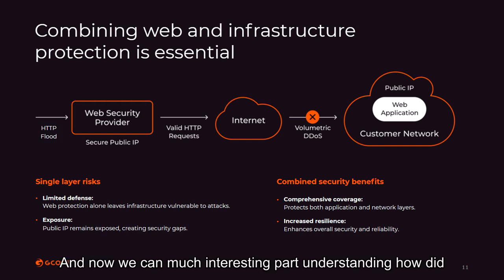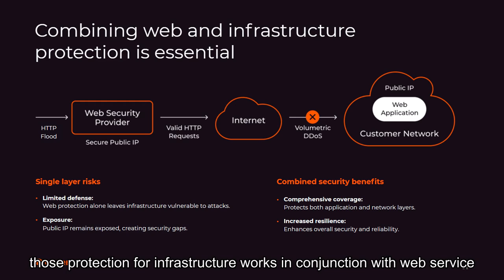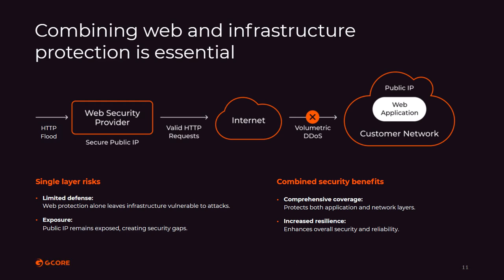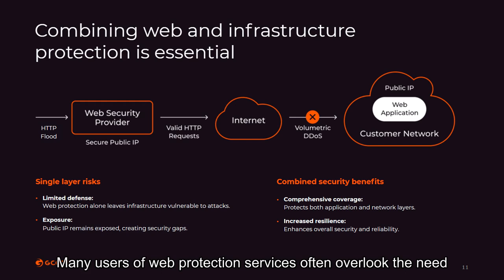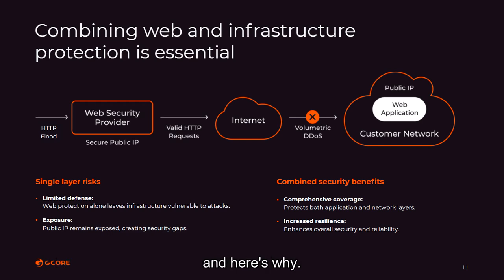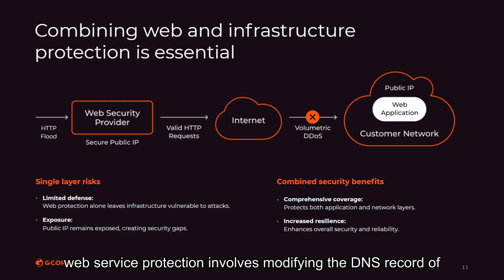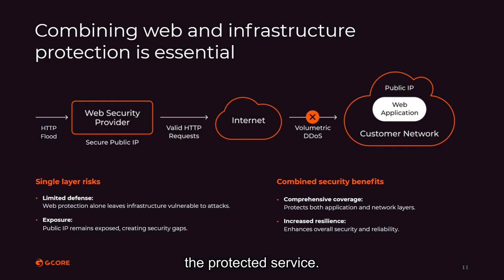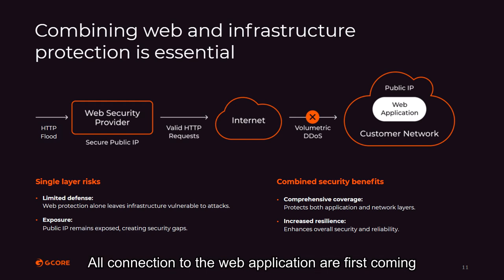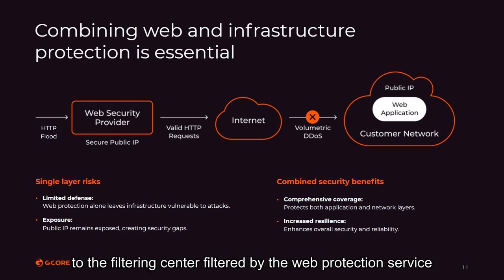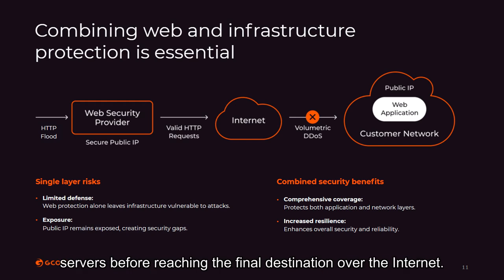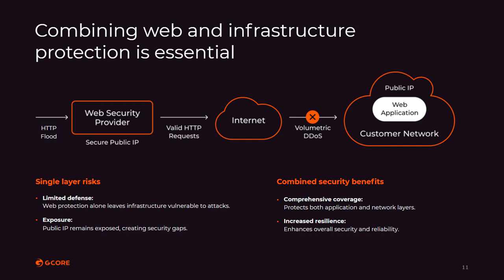And now we come to a much more interesting part, understanding how DDoS protection for infrastructure works in conjunction with web service protection. So many users of web protection services often overlook the need to secure their infrastructure. And here's why. Typically, web service protection involves changing the DNS record of the protected service to the IP address of a protection provider. All connections to the web application first come to the filtering center, and are filtered by the web protection service servers before reaching the final destination over the internet.